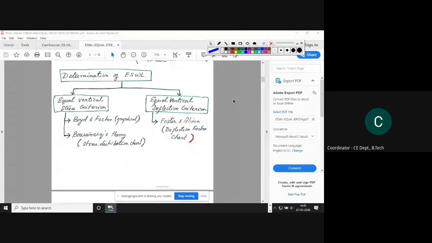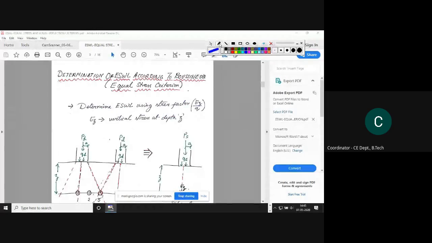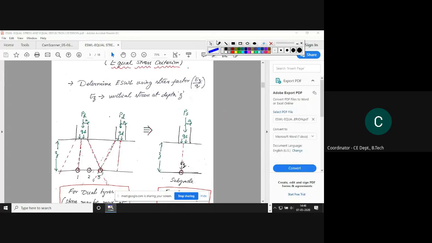First method, as I said, determination of ESWL as per the equal stress criteria. That means we have to keep stress equal for the dual wheel combination and for the single wheel combination. The concept we are using here is the Boussinesq equation concept. That means the stress distribution chart is from Boussinesq theory. Now this factor needs to be calculated or determined from the chart. We have to determine this stress factor chart.